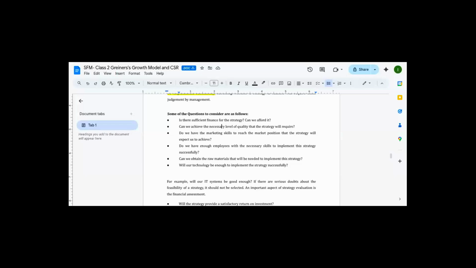Do we have it in place? Do we have the marketing market positions? Is there the marketing script? We obtain the raw materials that will be needed to implement this strategy. What is the source of the raw material?